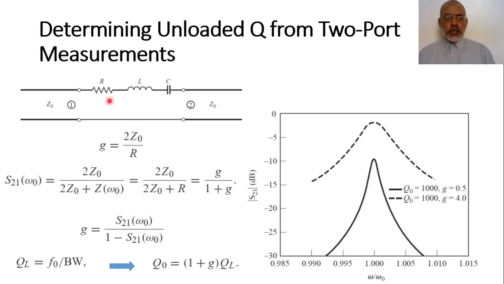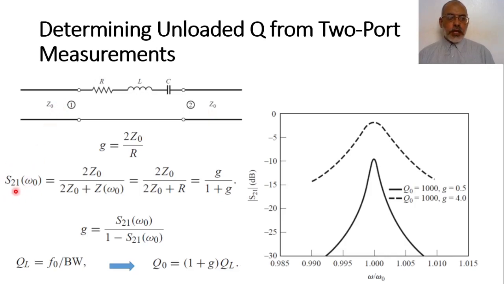Effectively, we can say that the input impedance seen by port 1 is Z of omega, which is the impedance of the resonant circuit, plus Z naught, because Z naught here is in series with Z of omega. So Z of omega plus Z naught is the input impedance here. The reflection coefficient is Z input minus Z naught over Z input plus Z naught. So in this case, the reflection coefficient would be Z of omega plus Z naught minus Z naught over Z of omega plus Z naught plus Z naught. This is the reflection coefficient.